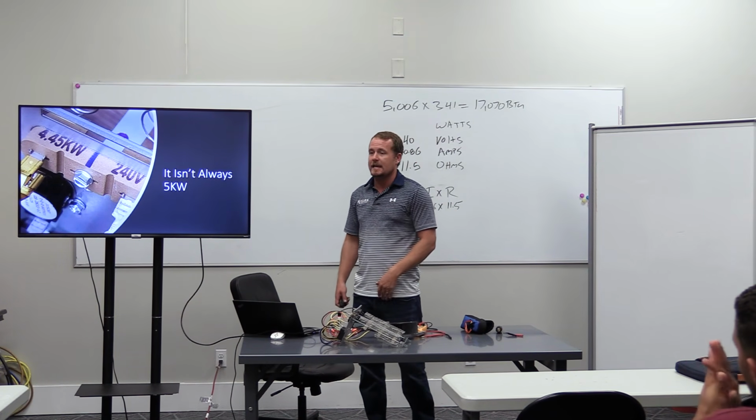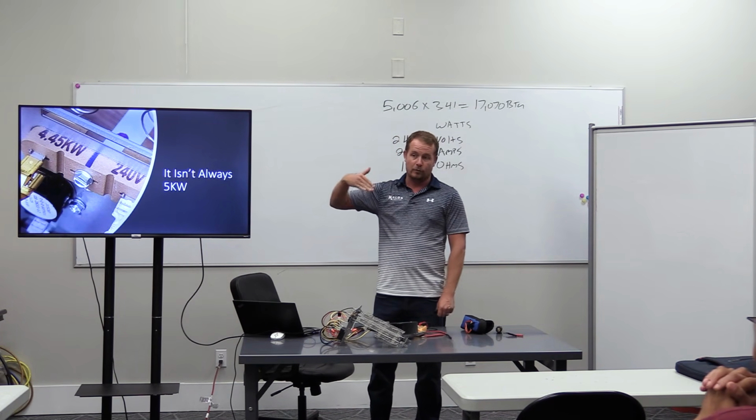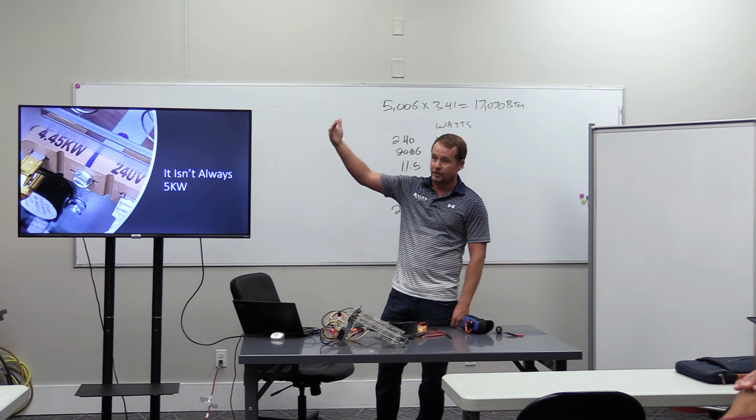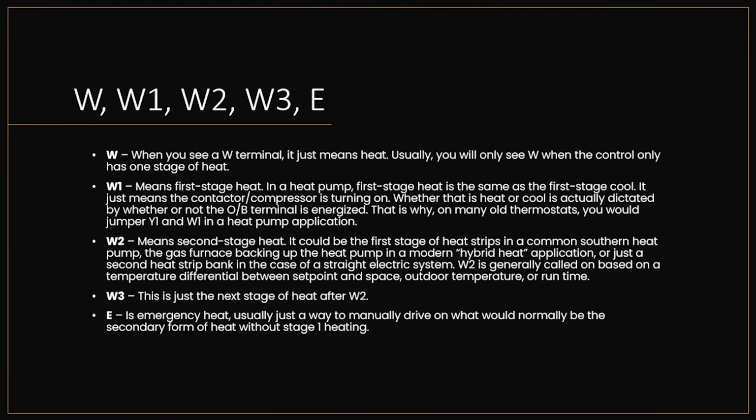That's why you're going to see amperages on your heat strips that are higher than 20 amps. If your voltage is higher, your current's going to be higher. Your wattage is going to be higher, your BTU output's going to be higher.